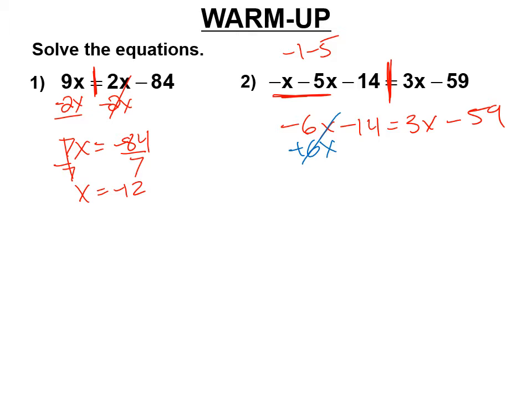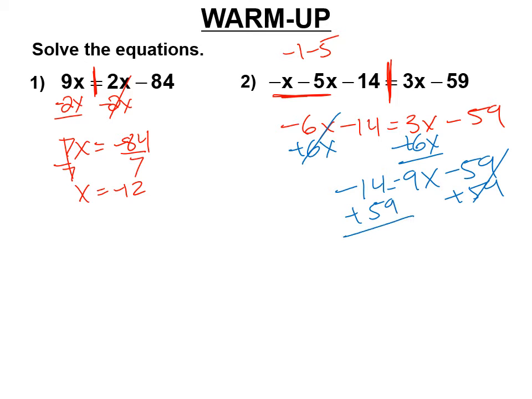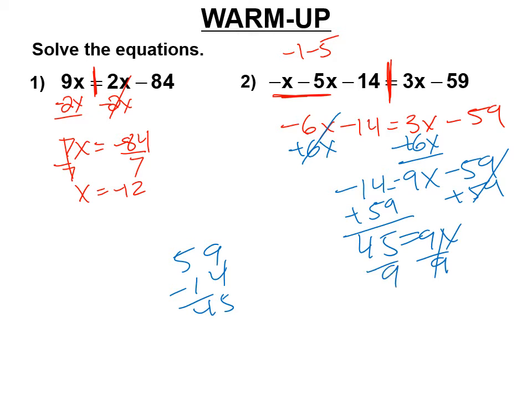Notice we're not adding 6, we're adding 6x to both sides. Make sure you write it that way. There's our two-step: add 59 to both sides. 59 plus negative 14 is in fact 45, positive 45. Divide both sides by 9, and 5 equals x.